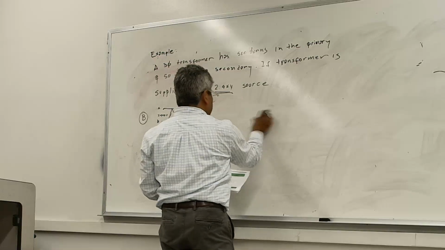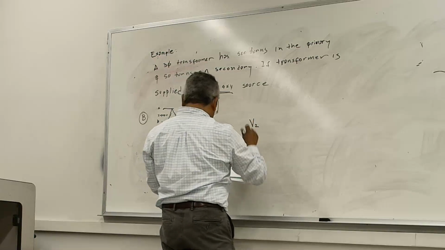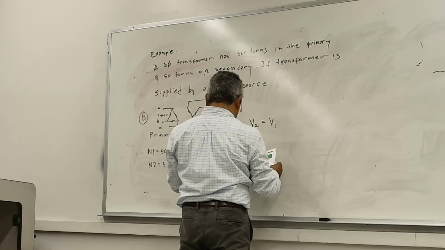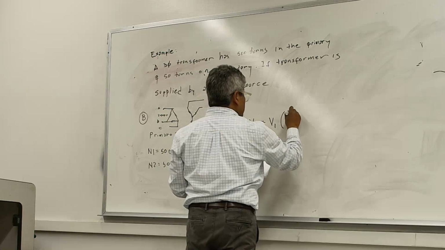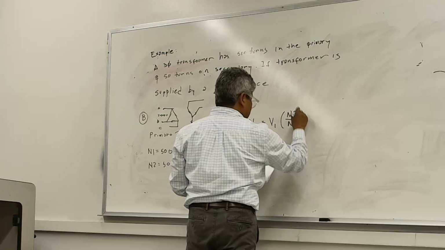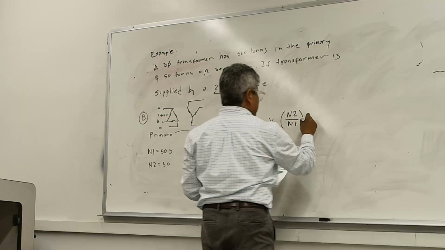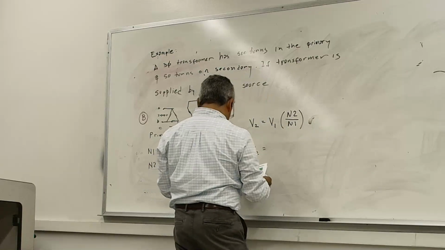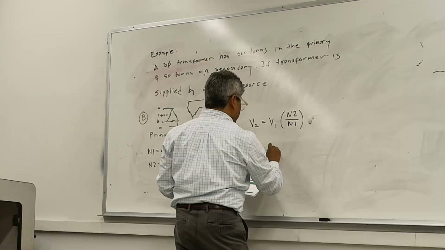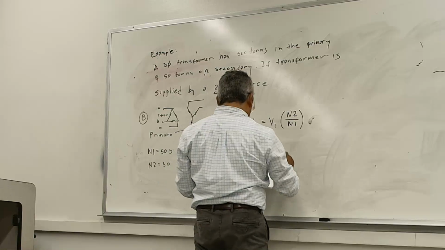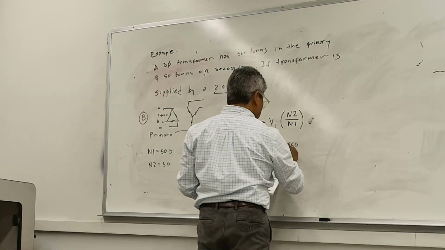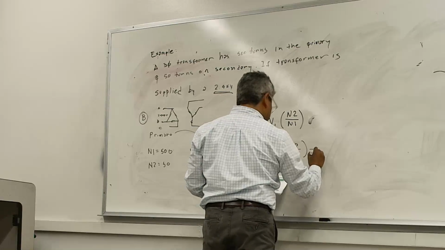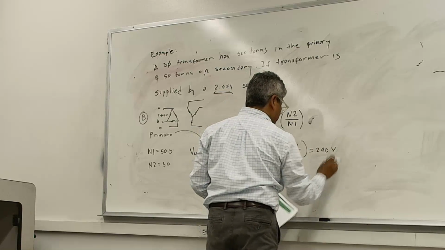So we go to the secondary. In this case, V2, same equation, is equal to V1 times N2 divided by N1, that doesn't change. In this case, V2 is equal to 2,400 volts times 50 over 500. That gives me 240 volts, okay?